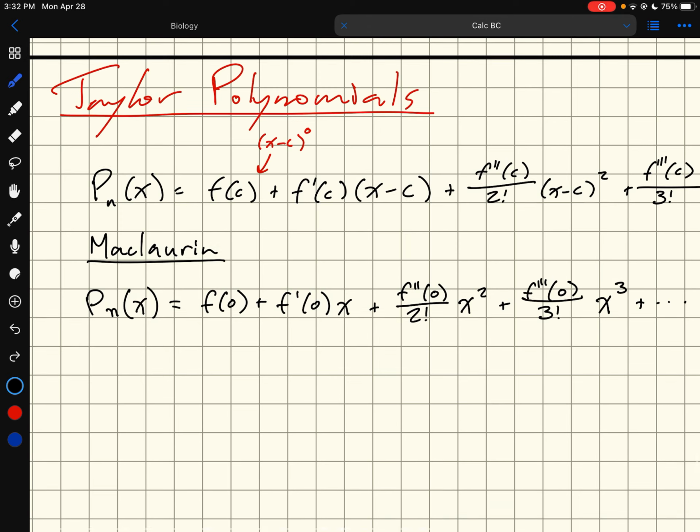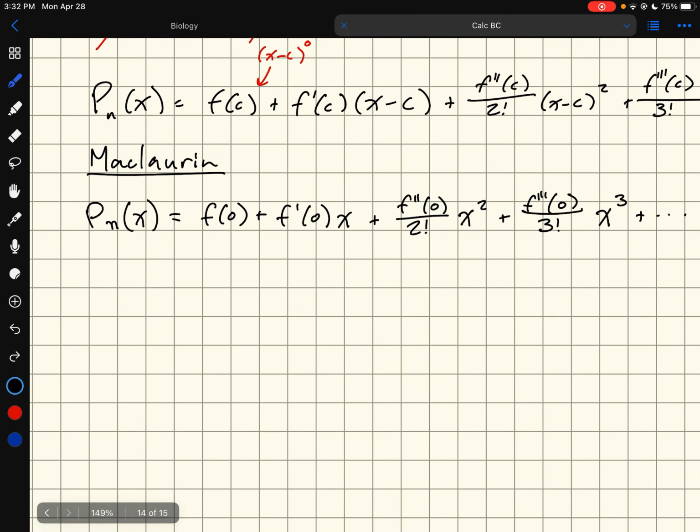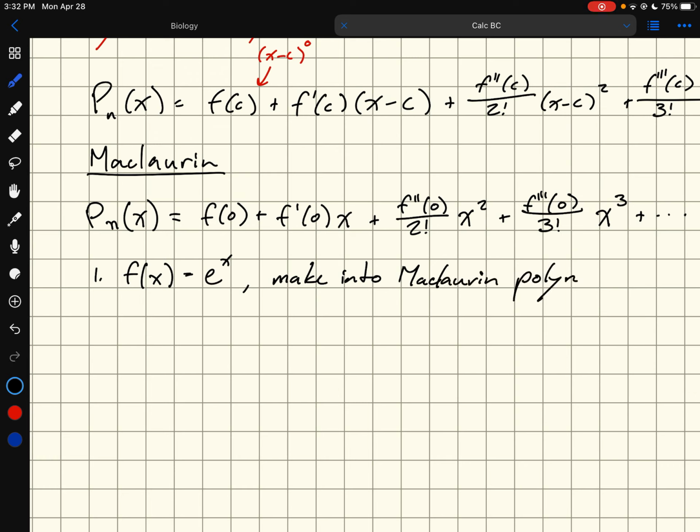So let's go over a nice simple example of a Maclaurin polynomial. Let's do Maclaurin first since it's simpler. We have this function f of x equals e to the x, and our task is to make it into a Maclaurin polynomial.